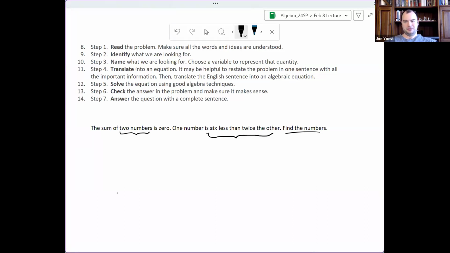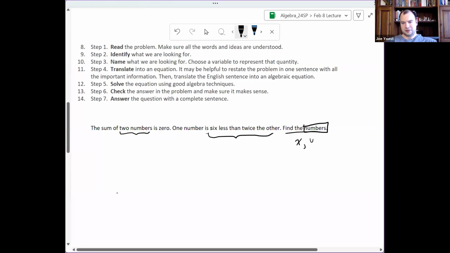Okay, so what am I looking for? I'm looking for the numbers, plural. Let's name what we're looking for. Let's call the numbers X and Y. So I choose my variables. I'll call them X and Y for the two numbers that add to 0.